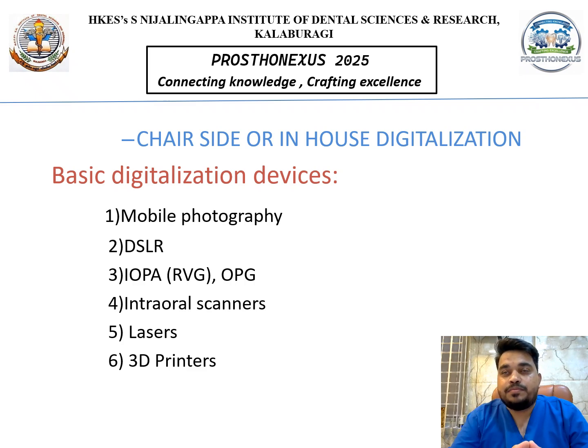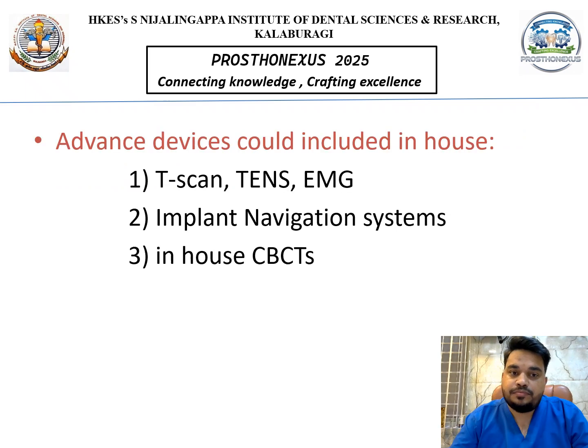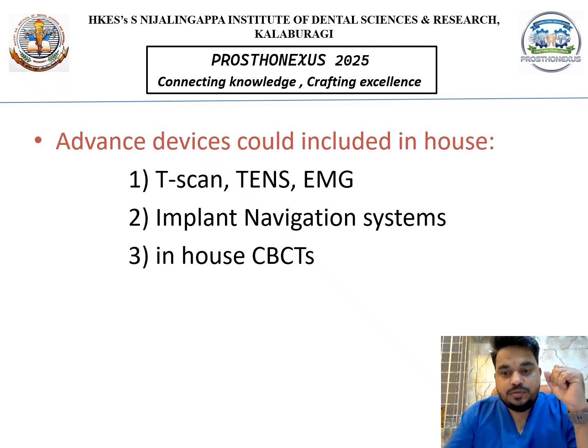You can make good temporaries, or even long-term temporaries, with 3D printers, or you can also print a splint or occlusal therapy appliances. So those are the basic devices we spoke about.